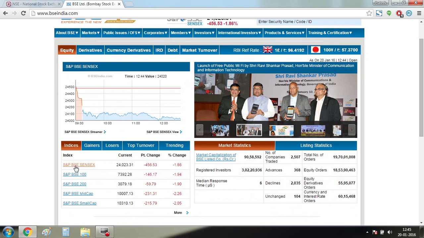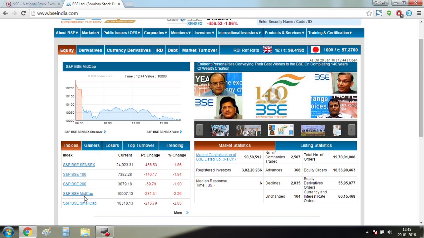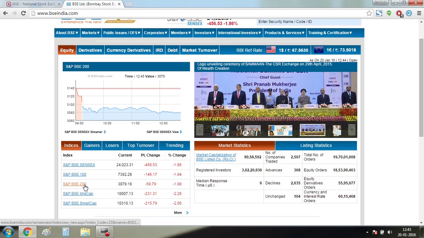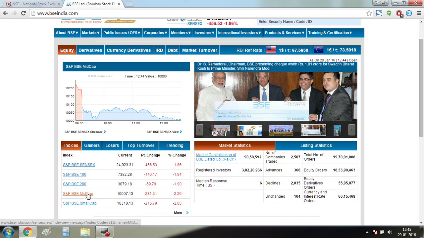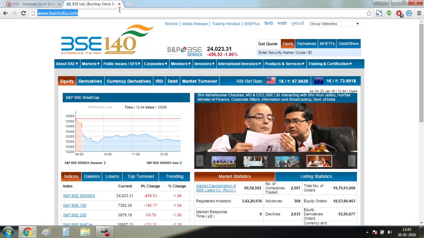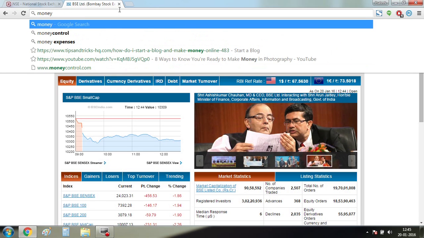Below we have the various indices other than the Sensex which are trading on the BSE, like the BSE 100, the BSE 200, or the mid caps or the small caps. Moving on, we look at moneycontrol.com.